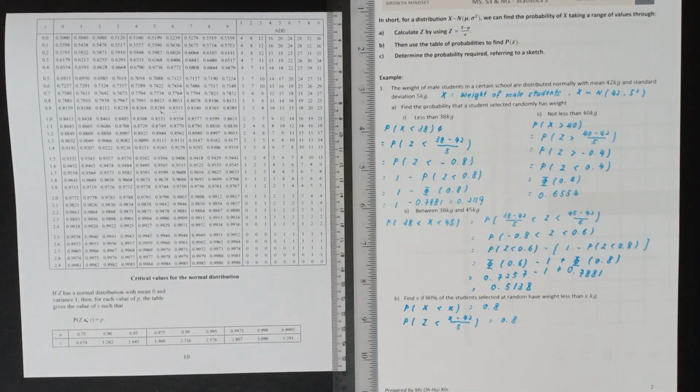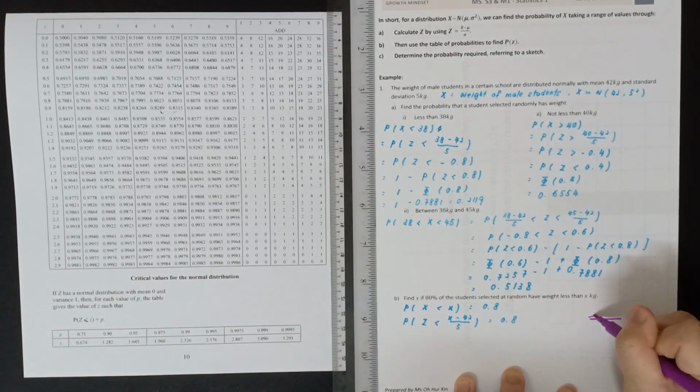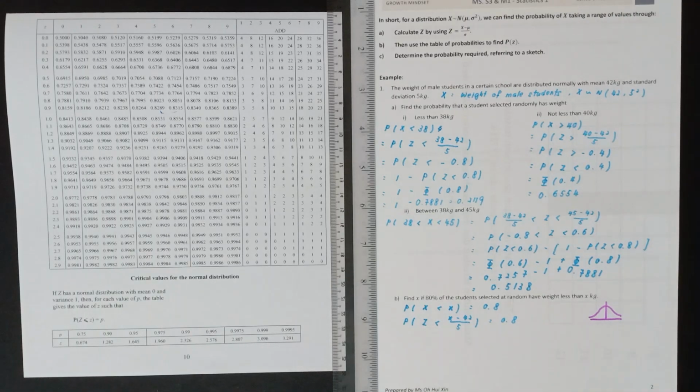Now you can try to draw this out. Maybe I can show you, because I think it's important for you to know whether the x that you want to find is positive or negative. Look at this one, this is 0.8. How do you know whether your value is going to be positive or negative? It's the same thing you learned in lesson 2. If you have this normal distribution, right?